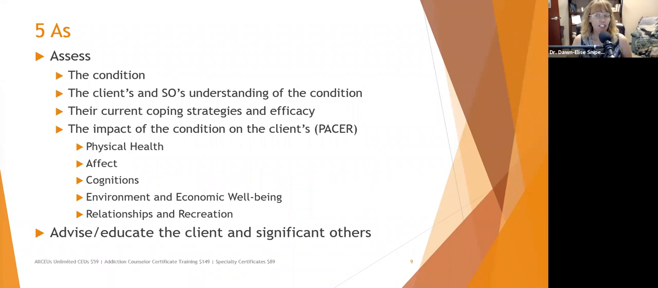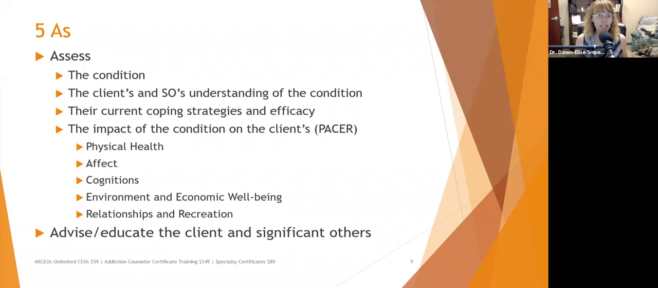How does the condition impact the client's environment and economic well-being? I kind of put those two together because a lot of times they go hand in hand. If it's a physical disability, they may need certain modifications made to their house or to their work environment, which may cost money. So we want to take a look at that and figure out what we need to do, again, to facilitate their highest quality of life. And how does that impact their economic well-being?